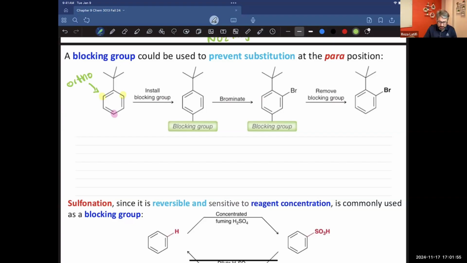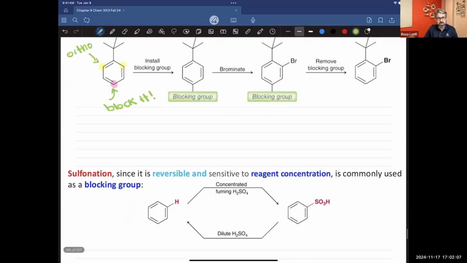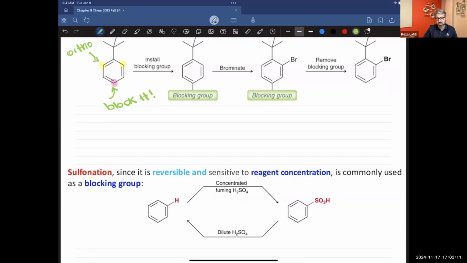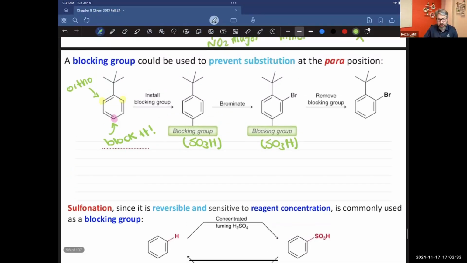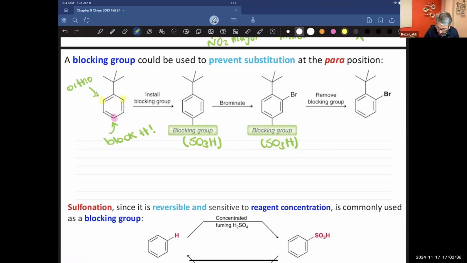So whatever we are doing, we need to block this one. So we have to block the para position. And the best method to block the para position is to use sulfuric acid. If you use a high concentration of sulfuric acid, it will put an SO3H substituent in a para position to the alkyl group, and it will replace the para hydrogen by this substituent. Okay, so now I have this group here in a para position. The only position that is available will be ortho relative to the electron donating group.